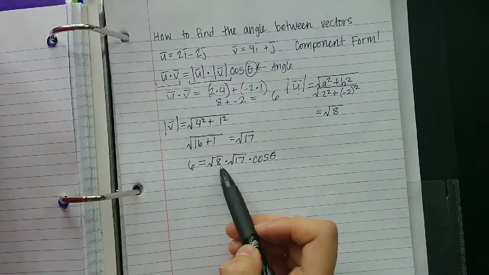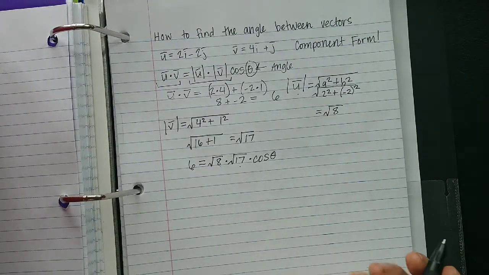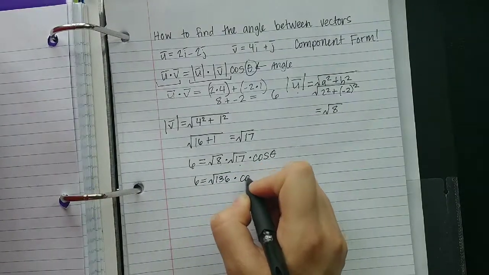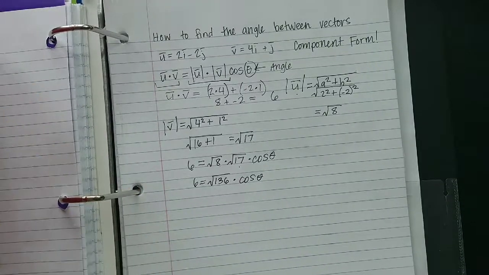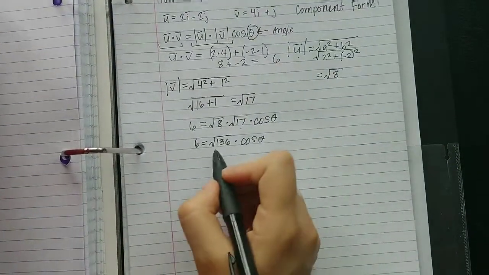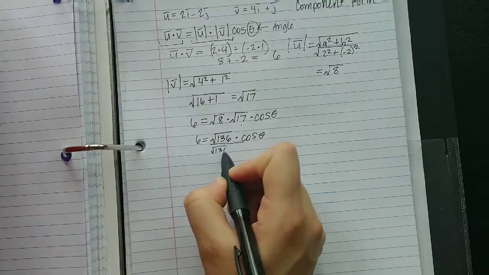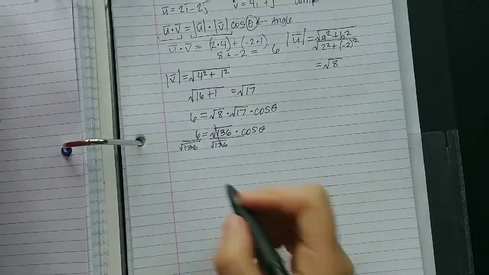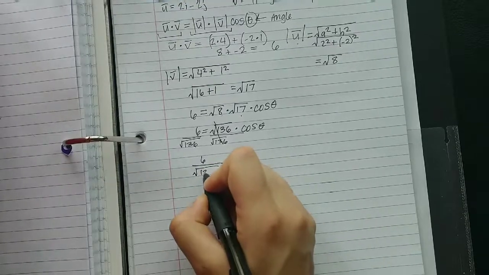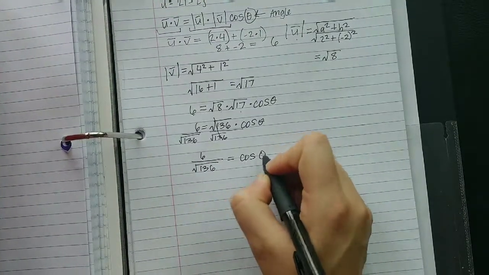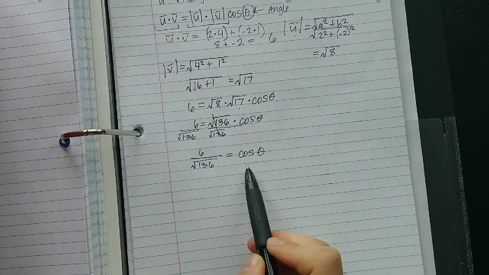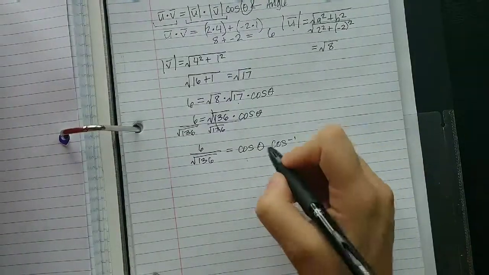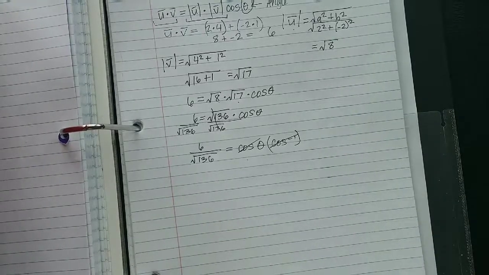And since we're multiplying square roots, 8 times 17 is 136. So we can just put 136 under one square root. And now we can cancel this here by dividing by the square root of 136 on both sides. Okay, now to cancel out our cosine of theta, we're just going to apply arc cosine, or the inverse cosine, and it looks like this, and I'll show you on your calculator how to find that. That cancels that out, so we're left with just our angle.